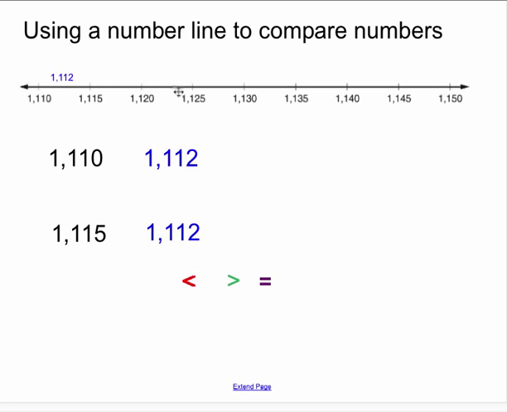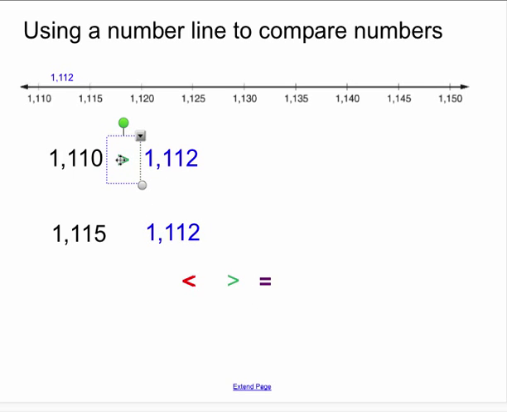So I have rewritten that 1,112 down here. And I want to think about, how does this compare to 1,110? If I go back up to my number line, I can see that 1,112 is greater than 1,110. It's more than 1,110 because I put it after that number. So I'm going to go down here and get my greater than symbol, which is right there. Oh, and you know what, boys and girls? This one is a greater than symbol.